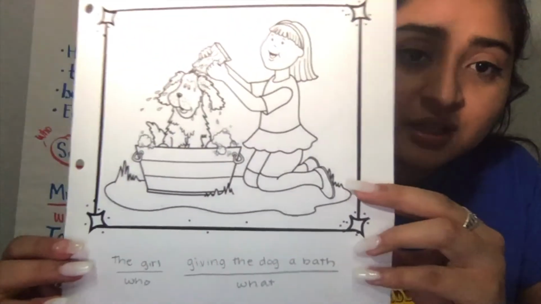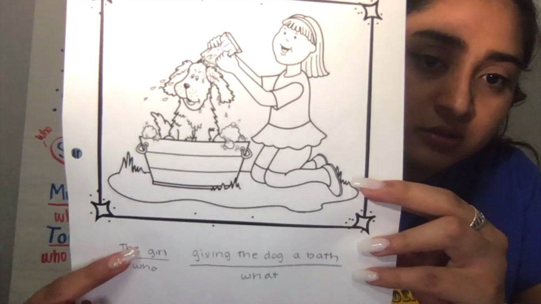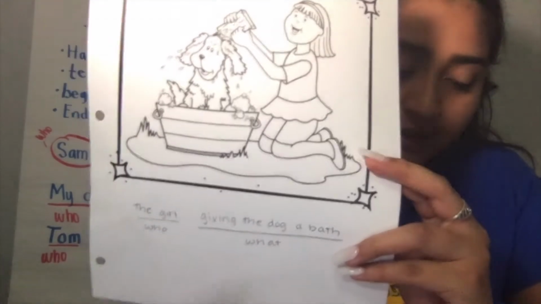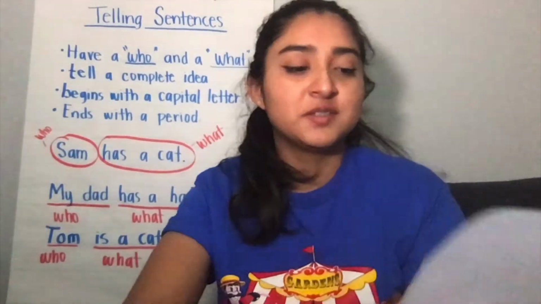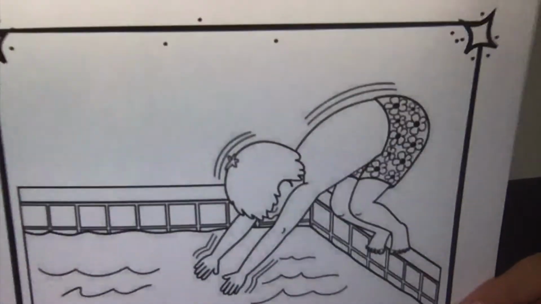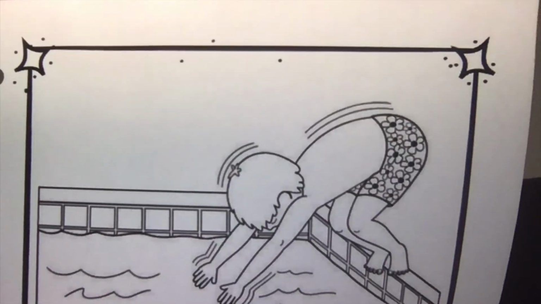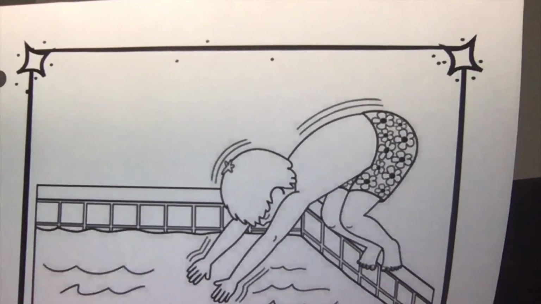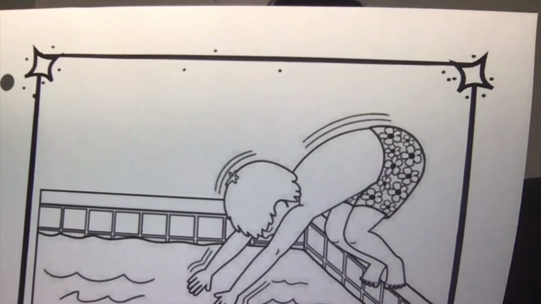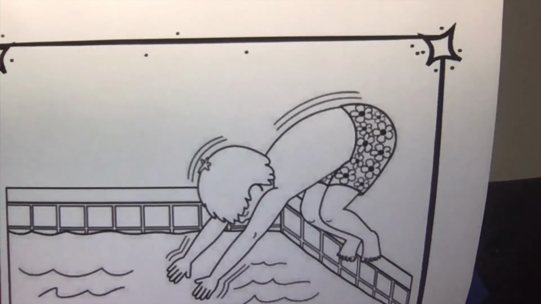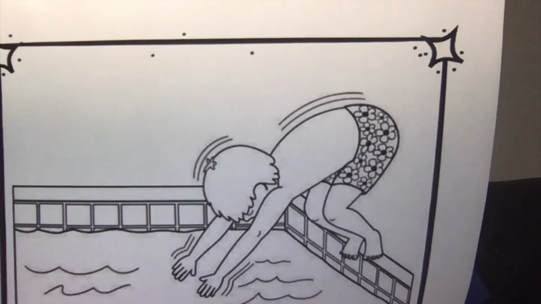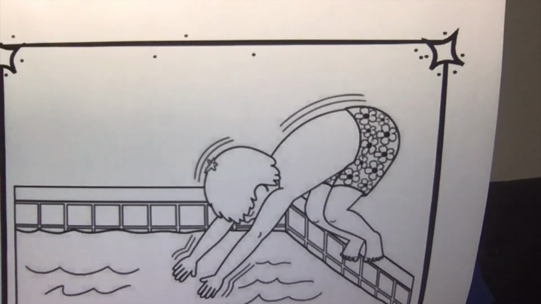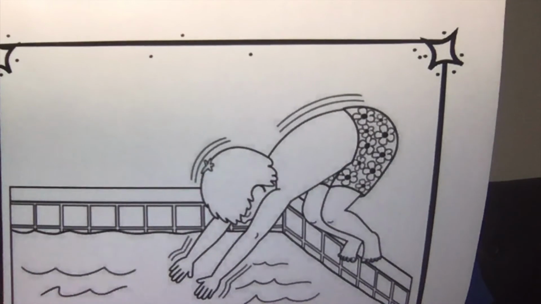So who are we talking about in this picture? The girl. And what is the girl doing? Giving the dog a bath. Now it's your turn to try. So take a look at this picture. I want you to say out loud the naming part for this picture, which is the who. Now I want you to say out loud the telling part of this picture, which is the what.